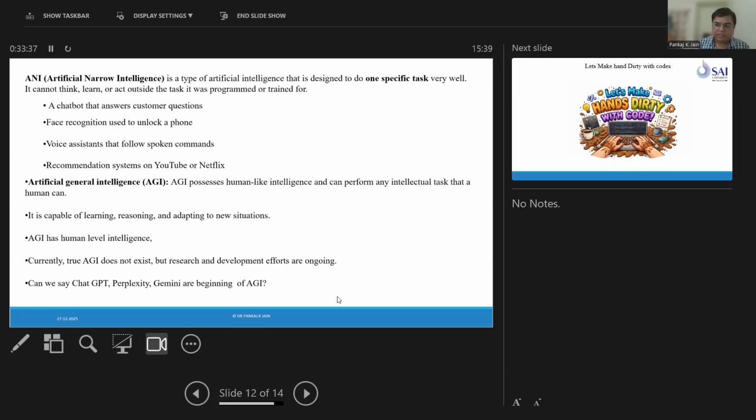I would say it is an advanced stage of narrow intelligence, or somewhere between narrow and the beginning of general intelligence. And then comes superintelligence, where it is god-level intelligence, where the computer may be able to take decisions on its own. Like you might have seen in lots of Hollywood movies, where the machines or robots take their decisions on their own.